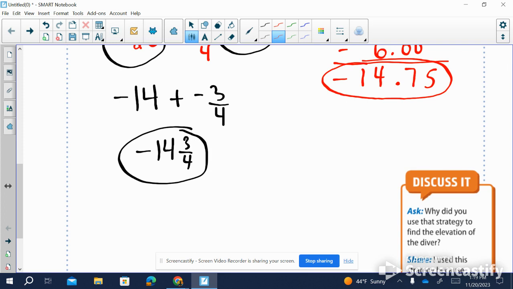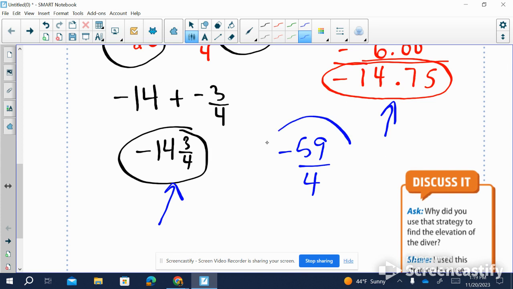I could have also written this as negative 59 over 4. So we have a mixed number, a decimal, and an improper fraction. And the way I got negative 59 is, well, 14 times 4 gets me 56. So I have negative 56 plus another negative 3. So that's negative 59 over 4. So either of these would have been the correct answer.